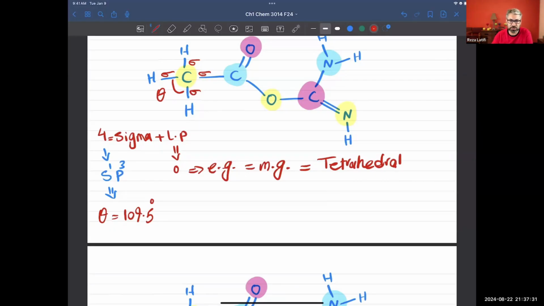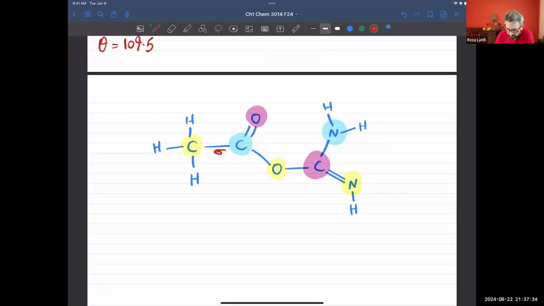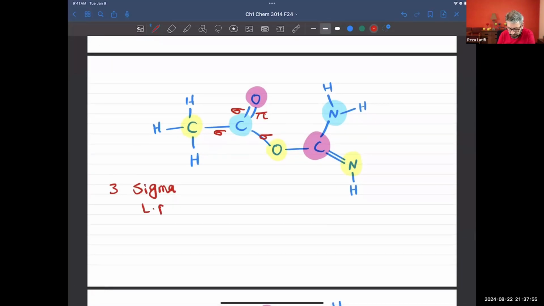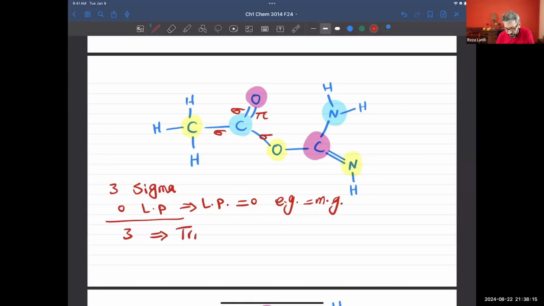Now let's switch to the second carbon. For the second carbon, we have 1 sigma, 2 sigma, 3 sigma, and we have a pi. We don't care about the pi. Clearly, carbon is octet. So we have 3 sigma, and lone pair we have equal to 0. So sigma plus lone pair is equal to 3. Because we don't have a lone pair, electron geometry is going to be equal to the molecular geometry, and I got them equal to 3. So this is going to be trigonal planar.